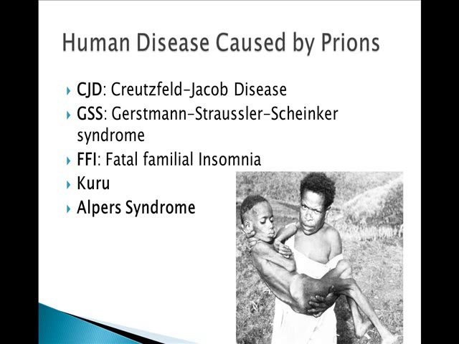And so pretty much they think that one person came down with it, and then their family members ate it, they came down with it, then their family members, and it basically spread out in a ripple effect. This religious practice has been outlawed, and there haven't been very many cases of kuru since then. Alpers syndrome is basically the name given to any prion disease that shows up in infants.